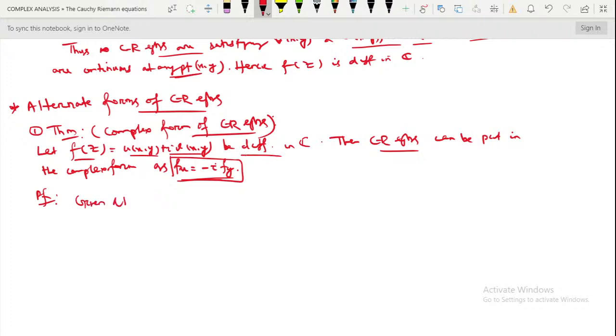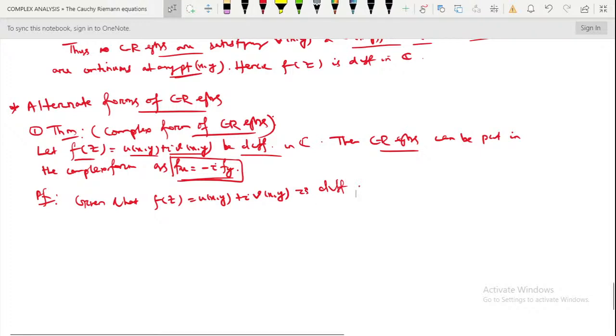It is given that f(z) = u(x,y) + i v(x,y), and this is differentiable. So what will be f_x? f_x will be u_x + i v_x. And what is f_y? f_y means the partial derivative of f with respect to y, which can be written as u_y + i v_y.